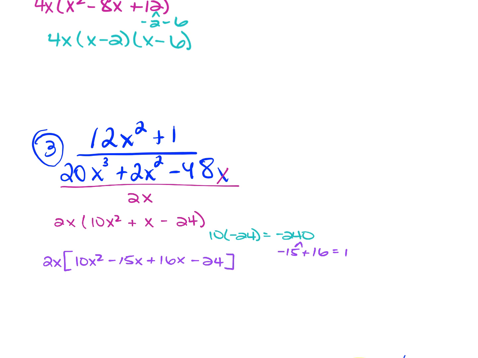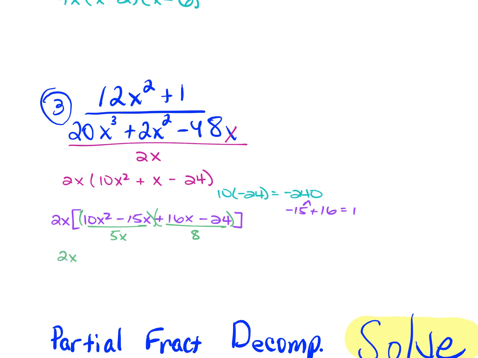So now that you've replaced that middle part, you are going to factor this by grouping. Group the first two, group the last two. The first two you're factoring out a 5x. The last two you are factoring out an 8. So this is going to give you 2x times 5x times 2x minus 3 plus 8 times 2x minus 3. Your two sets of parentheses are identical to one another, so that gives you 2x times 5x plus 8 times 2x minus 3.